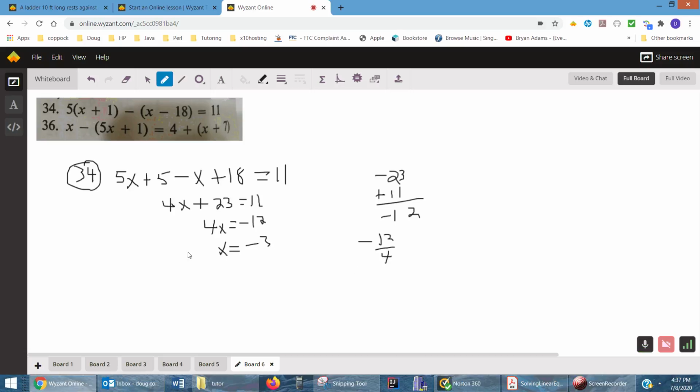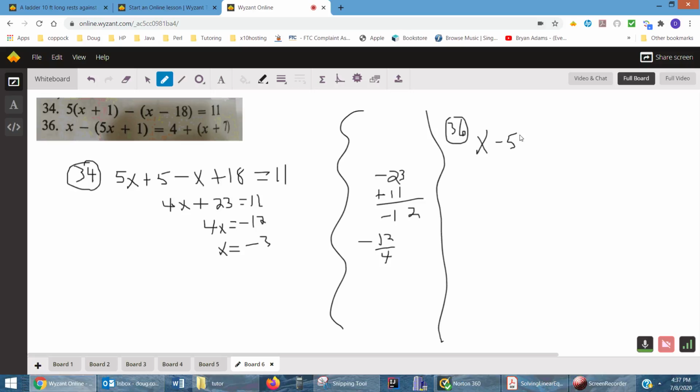Okay. And then over here I'll do 36. This was scrap paper. X. Remove the parentheses by taking the opposite of every term inside the parentheses. So minus 5x minus 1 equals 4. Well, this is understood to be a plus 1 here, so I didn't really need the parentheses. So I have plus x plus 7.